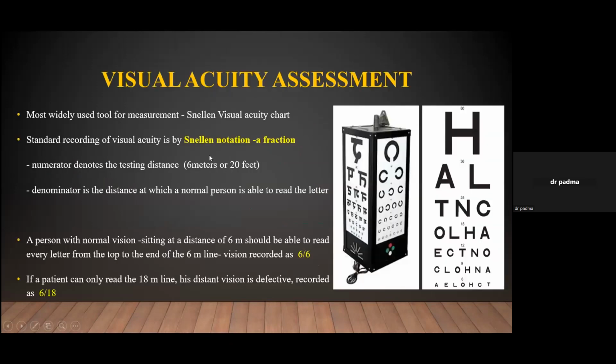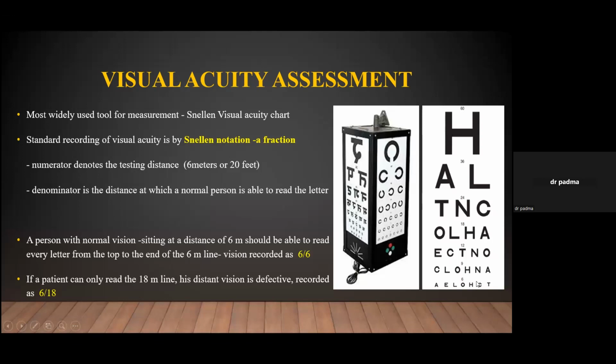The most commonly used tool for measurement of visual acuity is the Snellen's visual acuity chart. The standard recording is by a Snellen's notation, which is a fraction. The numerator denotes the testing distance, which is either 6 meters or 20 feet. The denominator is the distance at which the normal person is able to read the letter. A person with normal vision seated at a distance of 6 meters should be able to read every letter from the top up to the bottom of the 6 meter line, and the vision is recorded as 6 by 6.